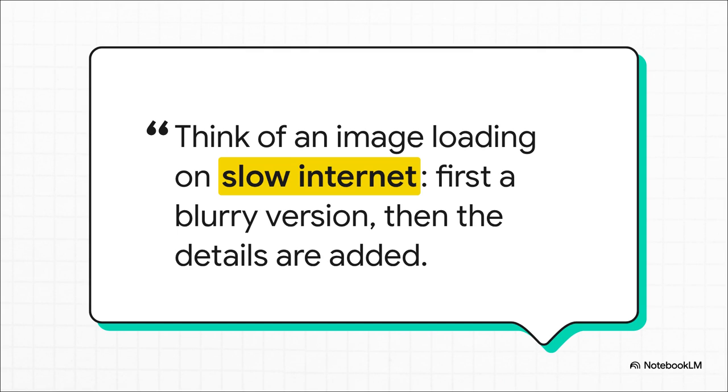Think about when you're on a really slow internet connection and an image is loading. First, you get that super blurry, pixelated version, right? That's kind of like the approximation part. And then, bit by bit, the details load in and the image gets sharper and sharper. That's DWT in a nutshell.